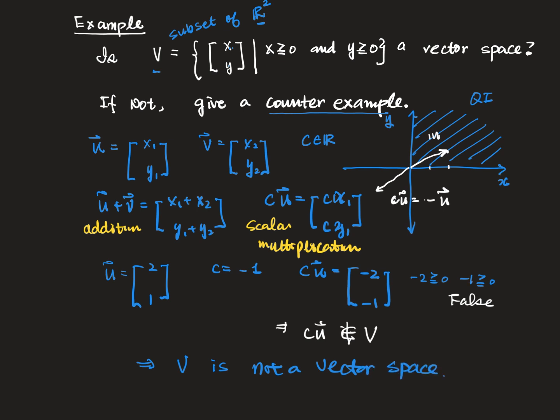Everything makes sense? We call this a counterexample. So you pick one vector from V and multiply it by the scalar C, and you prove this cannot be in the V set. That's what we call a counterexample. This is not a vector space, okay? Get some idea, guys? Okay.